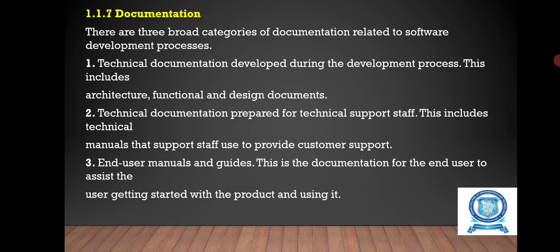Documentation. There are three broad categories of documentation released in the software development process. There is the technical documentation developed during the development process. This includes architecture, functional, and design documents. Then there is technical documentation prepared for the technical support staff. This includes the technical manuals that the support staff use to provide customer support. And the next one is the end user manuals and guides. This is documentation for the end user to assist the user in getting started with the product and using it.